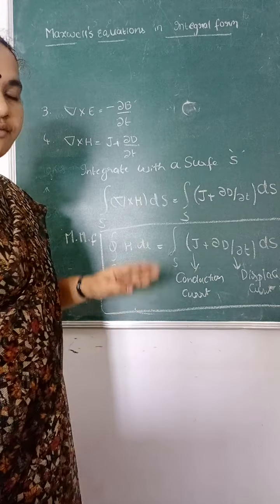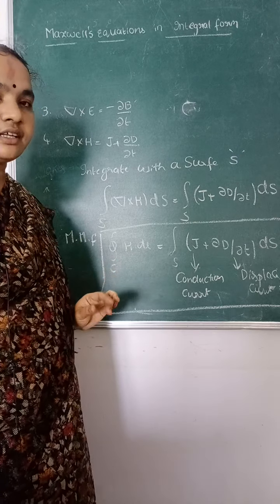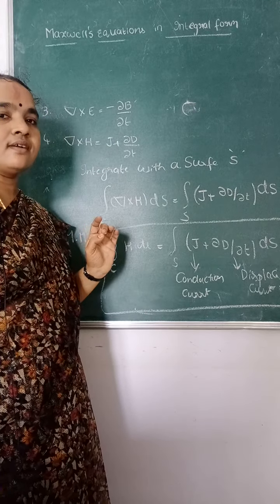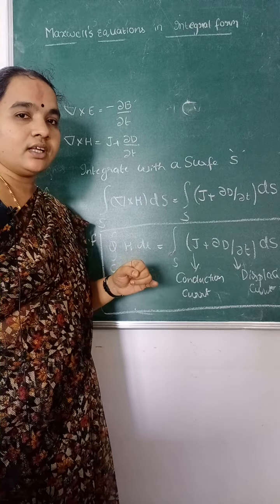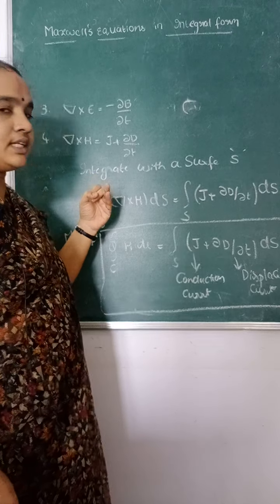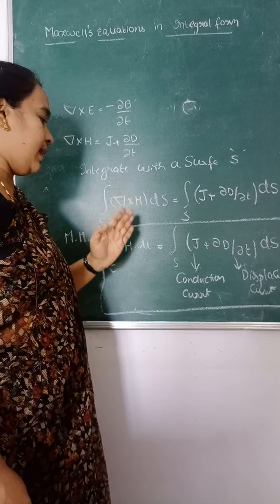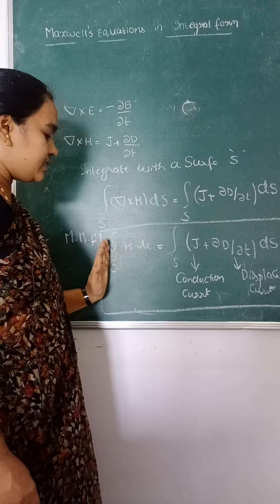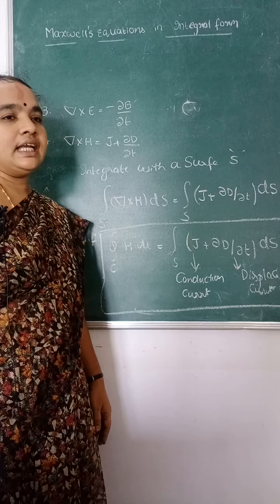So these are the four Maxwell's equations in integral form. Along with the integral form, we need to write down the physical significance of these four integral forms. These four integral forms are derived using the Gauss divergence theorem for two Maxwell's equations, and using the Stokes theorem for the remaining two. We will apply the Gauss divergence theorem and Stokes theorem to the left hand side terms only. These are the four Maxwell's equations in integral form.